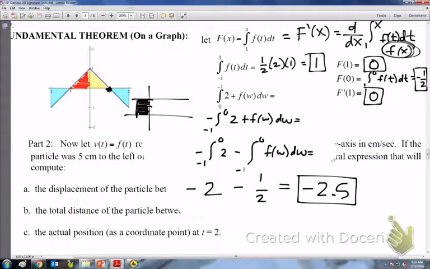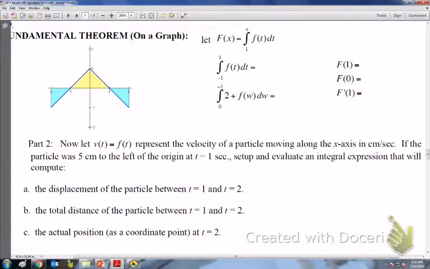So let me come down here to part 2 now. Part 2 says, now let v of t equal f of t. So this function, instead of being f of t, now we're going to call it the velocity function. So now it's v of t. It represents the velocity of a particle moving along the x-axis in centimeters per second. It says if the particle was 5 centimeters to the left of the origin at t equals 1 second, set up and evaluate an integral expression that will compute the following things.